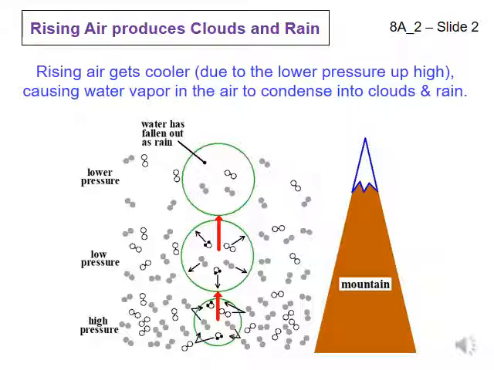If the water molecules in the air cool down enough, they will begin to bond with one another. The water molecules are no longer moving fast enough to fly apart when they get too close to one another and bonds form between them. Thus, rising air produces cloudy and rainy skies.